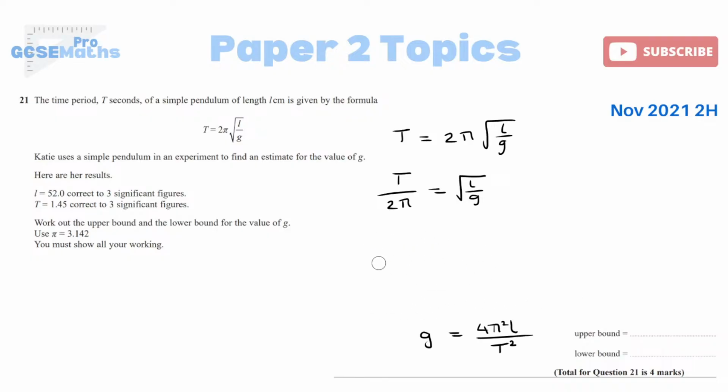So let me just get rid of this because we're going to need some space for our upper and lower bounds, and I'll rewrite it up here. So g is 4 pi squared L over t squared.